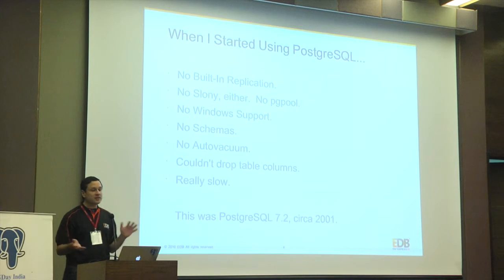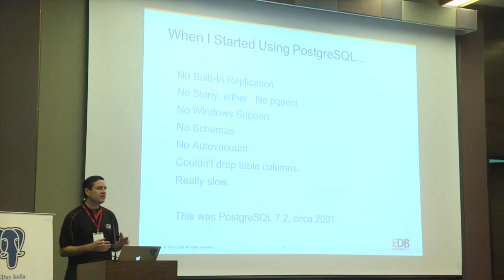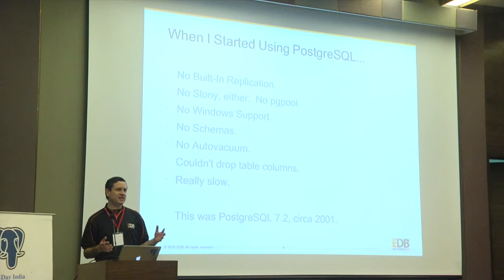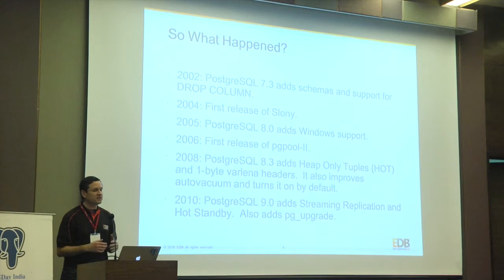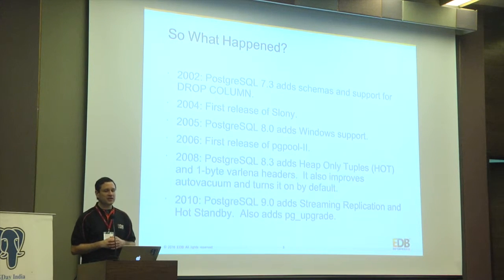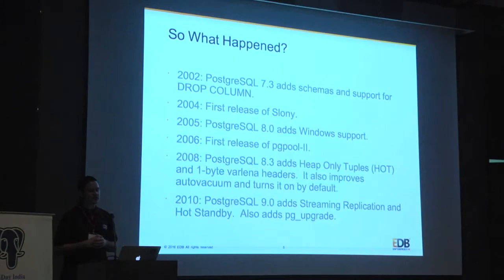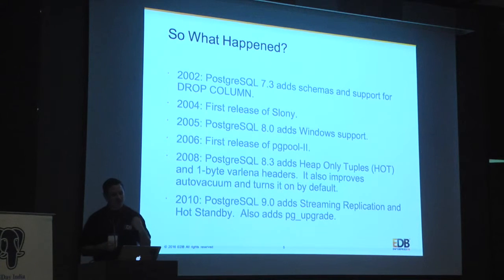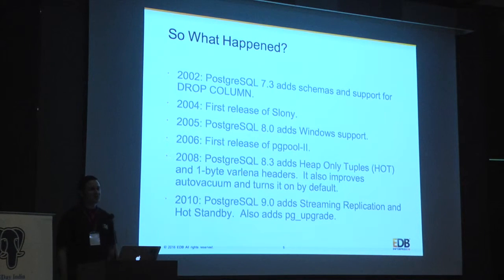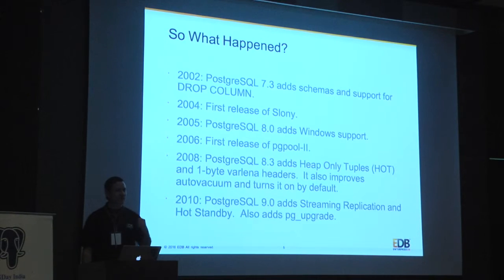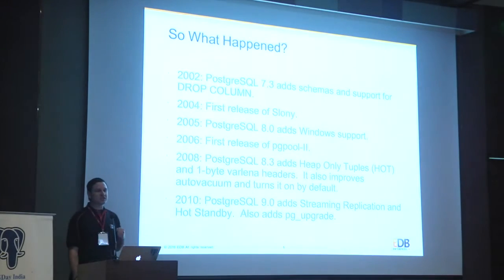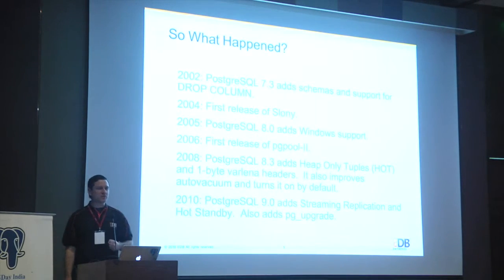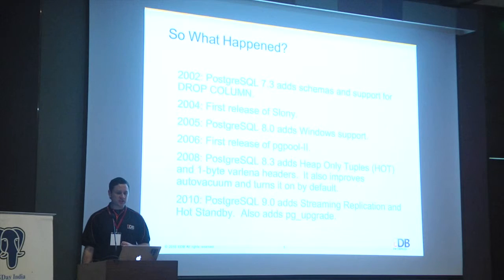So fortunately, there were a lot of people like me who saw a lot of value in the product already at that time, despite the fact that it had all of these limitations, and they put a lot of work into overcoming those limitations. Just the following year in PostgreSQL 7.3, we got schemas and the all-important drop column command. It took another 10 years to get the bugs out, but we got there. In 2004, we had the first release of Slony, so now you had an off-the-shelf replication solution for PostgreSQL, which many people still use today.